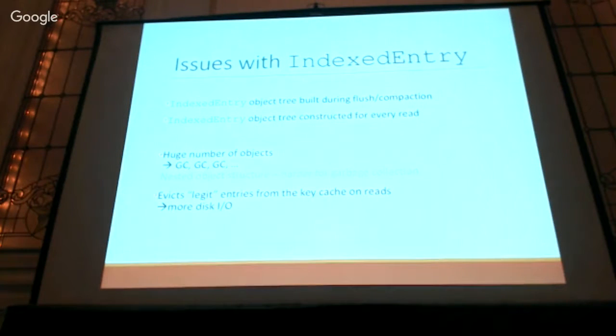So there were some issues with the indexed entry. The object tree was built during reads, but also during flushes. Flushes also come into play when you compact stuff, when you repair stuff. And it's also constructed for every read that is not in the key cache. Every single object constructed there is put into the key cache and shared cache. So what it also did is, if you read a big partition, it was put into the key cache in the big cache entries.